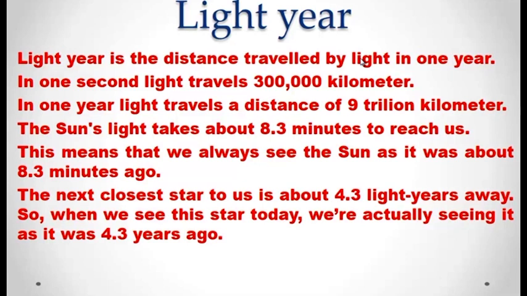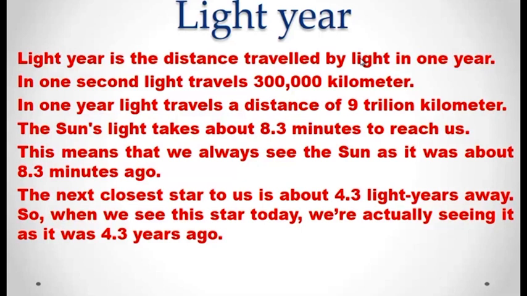The next closest star to us is about 4.3 light years away. That means when we see this star today, we are actually seeing it as it was 4.3 years ago. This is the understanding of light year. So a light year is the distance traveled by light in 1 year. In 1 year, it travels 9 trillion kilometers.